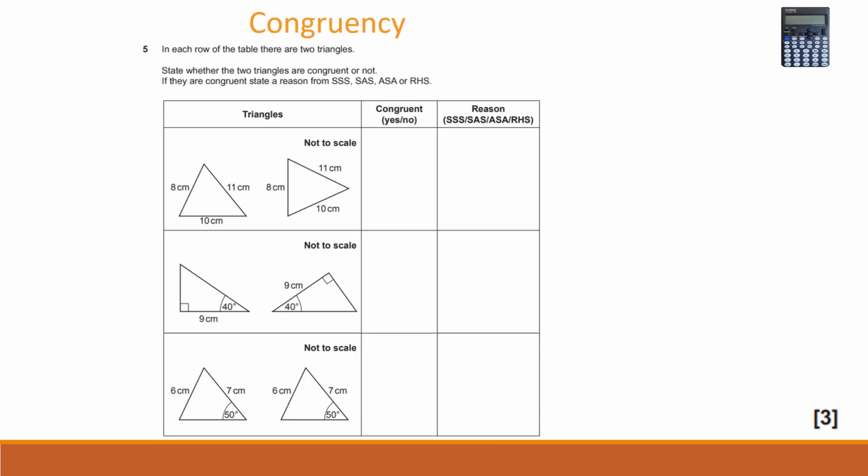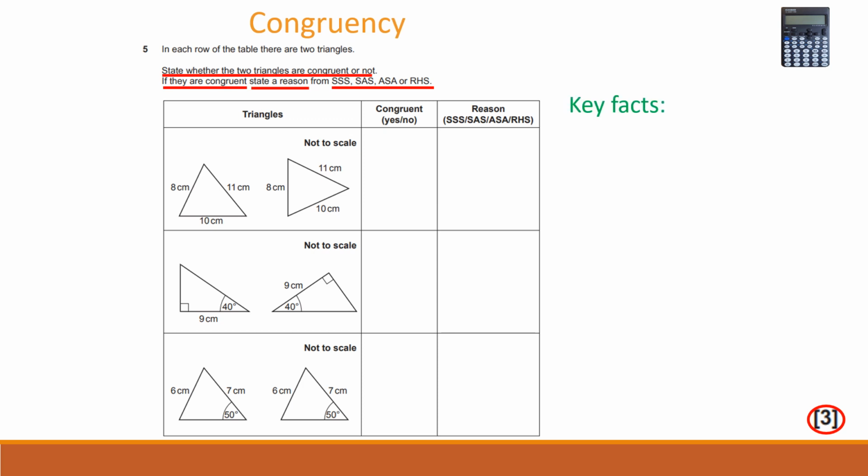This is a question on congruency. The keywords in the question are that we've got to state whether the two triangles are congruent or not. And if they are congruent, we've got to give the reason, whether it's SSS, SAS, ASA or RHS. And this is worth 3 marks.